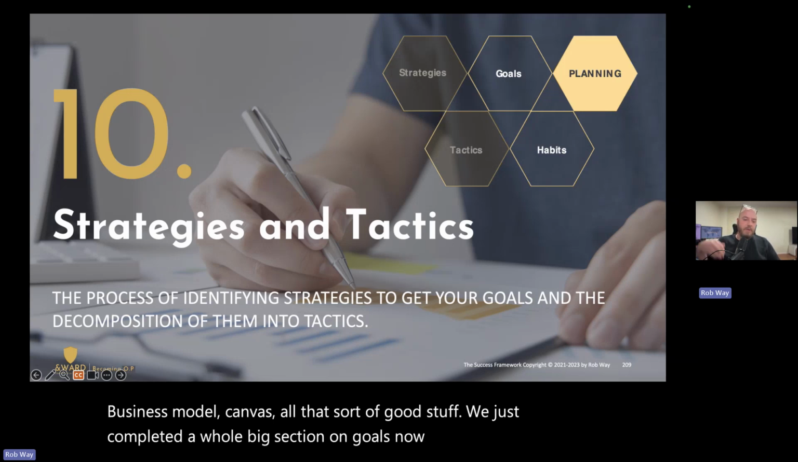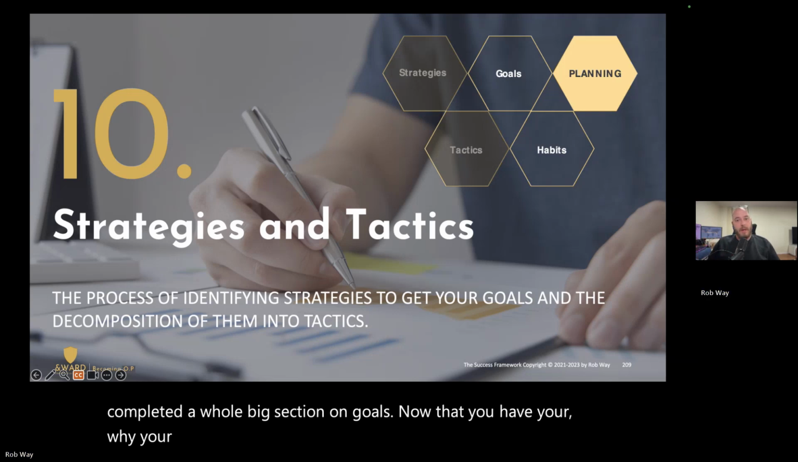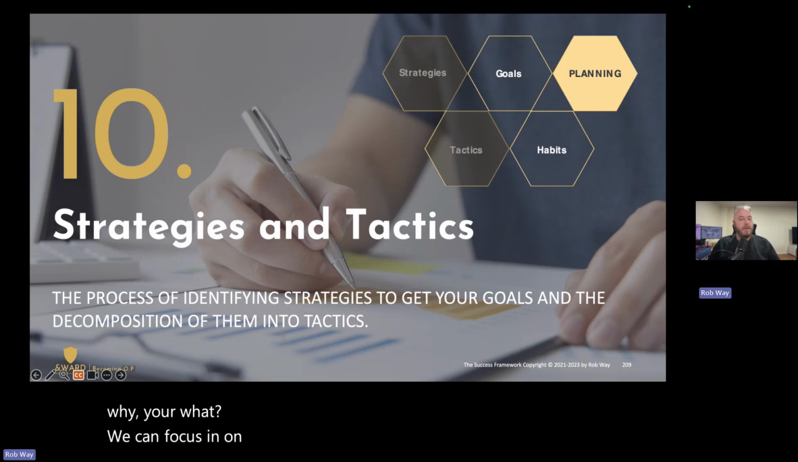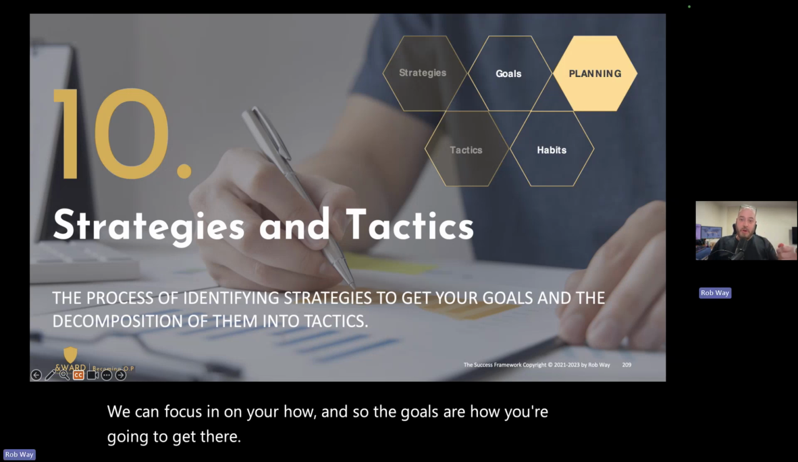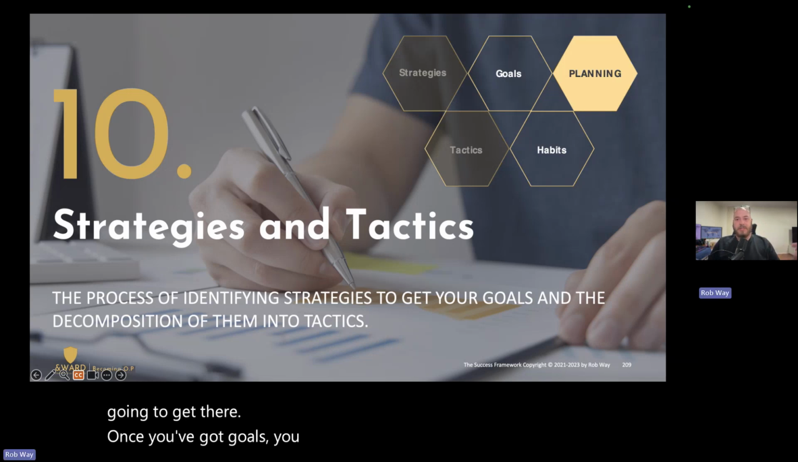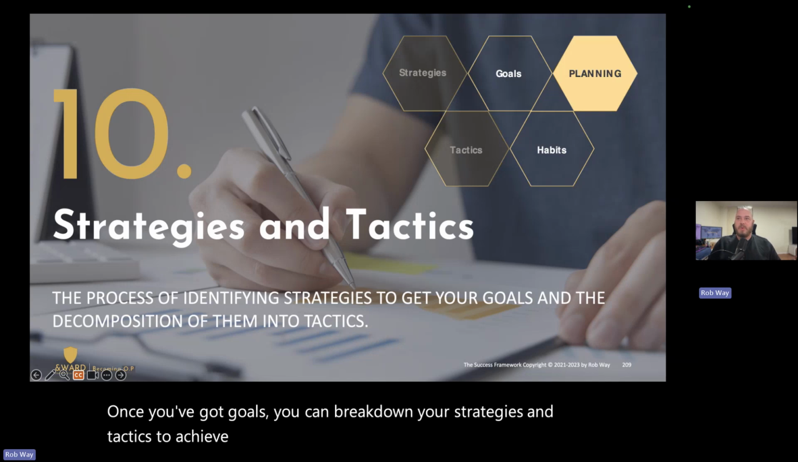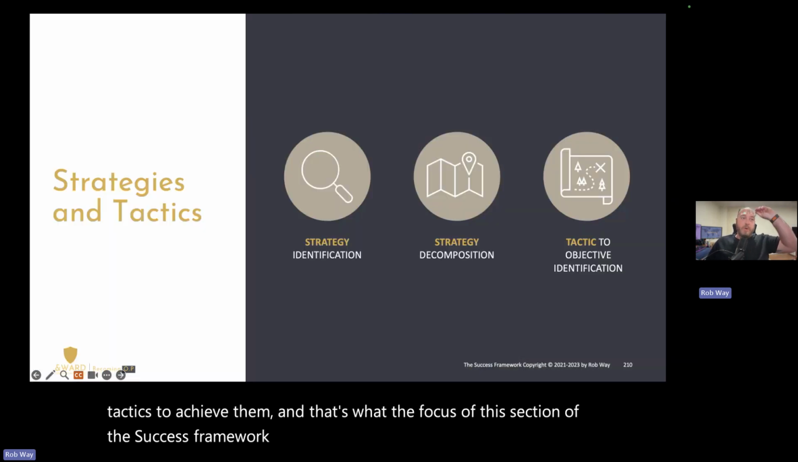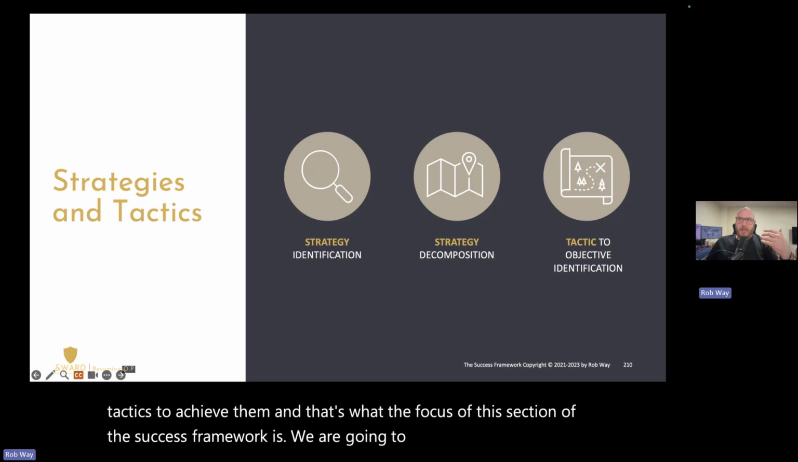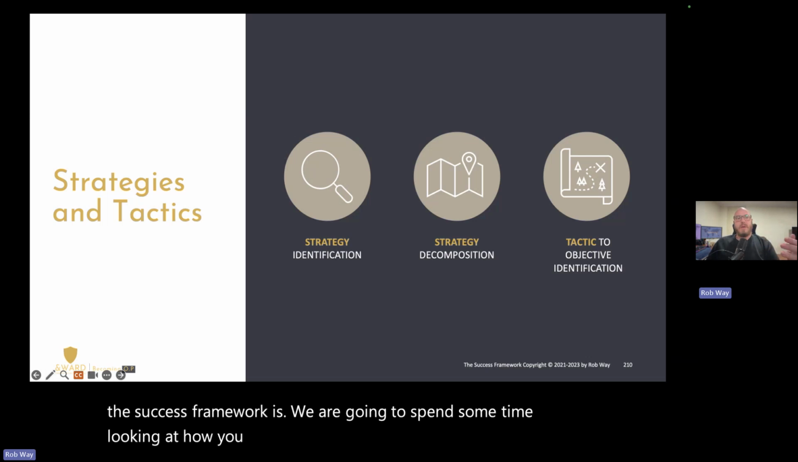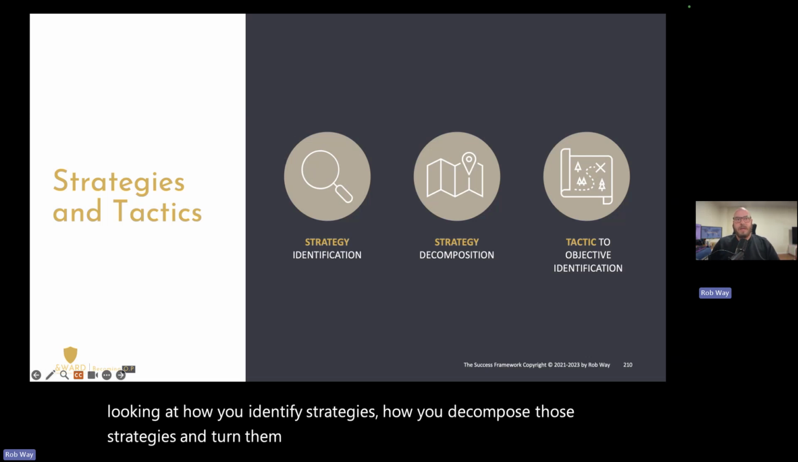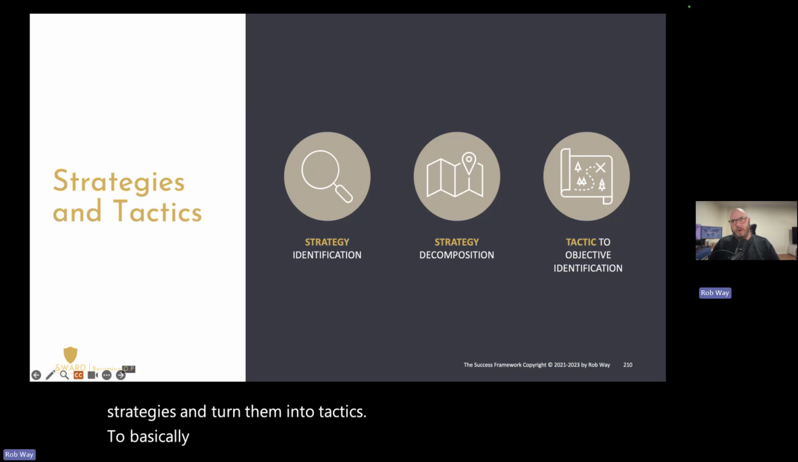Now that you have your why, your what, we can focus in on your how. And so the goals are how you're going to get there. Once you've got goals, you can break down your strategies and tactics to achieve them. And that's what the focus of this section of the Success Framework is. We are going to spend some time looking at how you identify strategies, how you decompose those strategies and turn them into tactics to basically execute the attainment of your goals.